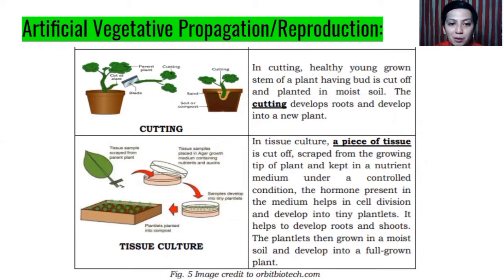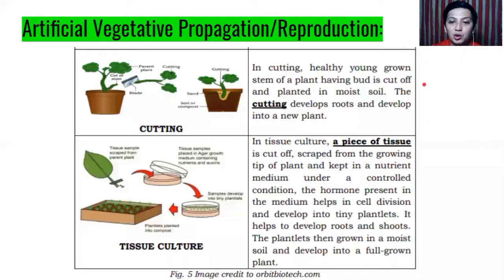Then number 3, we have cutting. In cutting, a healthy young grown stem of a plant having a bud is cut off and planted in moist soil. So the cutting develops roots and develops into a new plant. Then the last one, the modern one, is tissue culture.